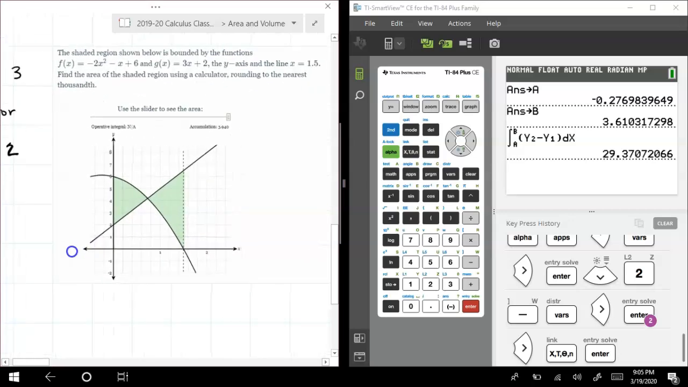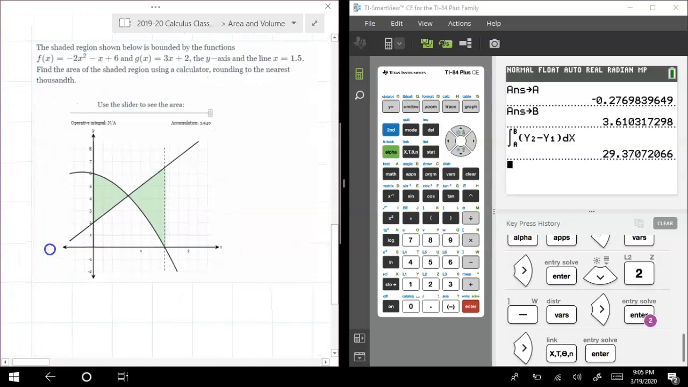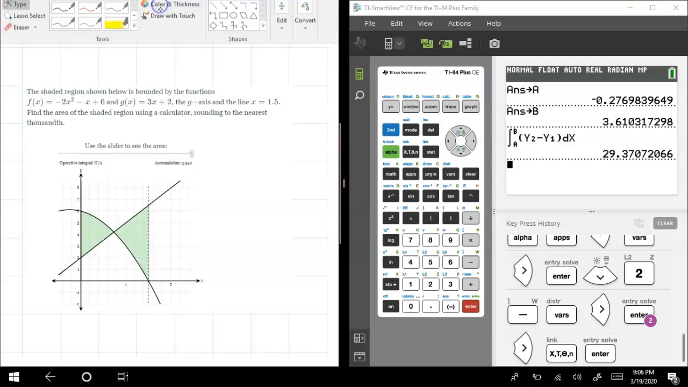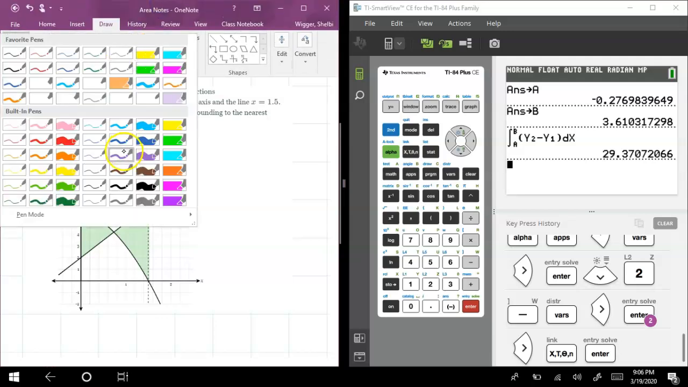So example 3 calculator, this one's part of the level 2 on Delta Math. So the shaded region shown below is bounded by the functions f of x, g of x, the y-axis, and the line x equals 1.5. So we've got to identify all those first.